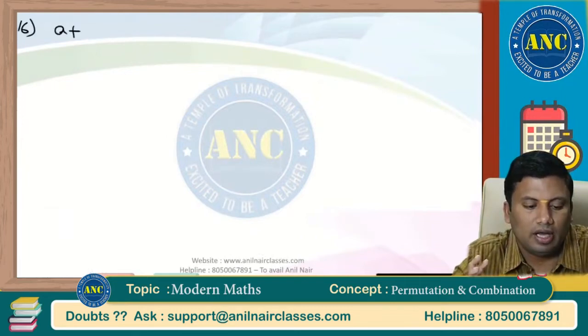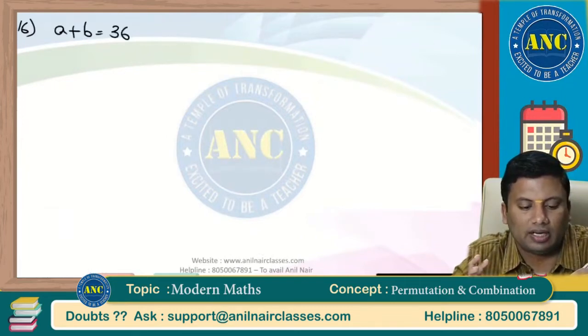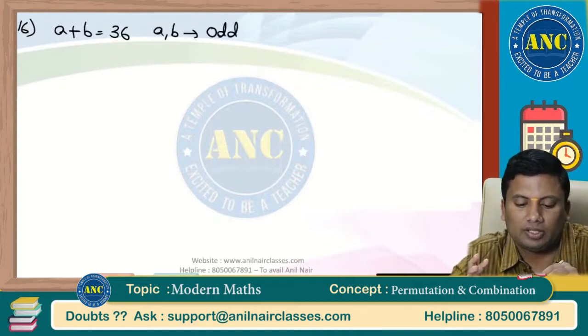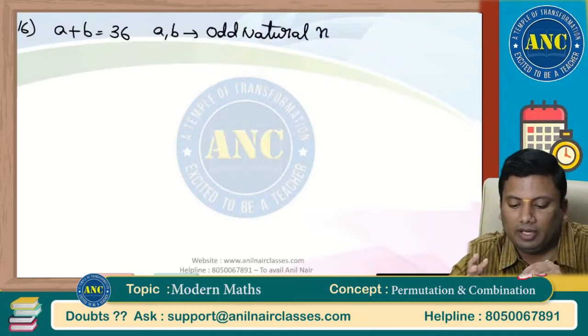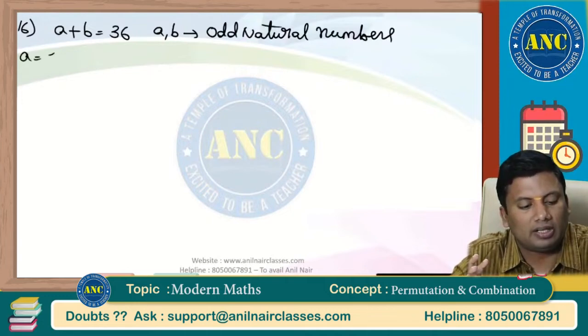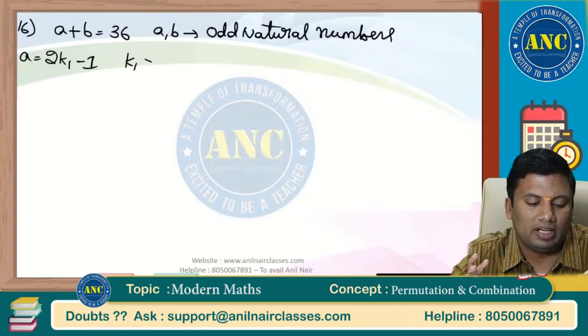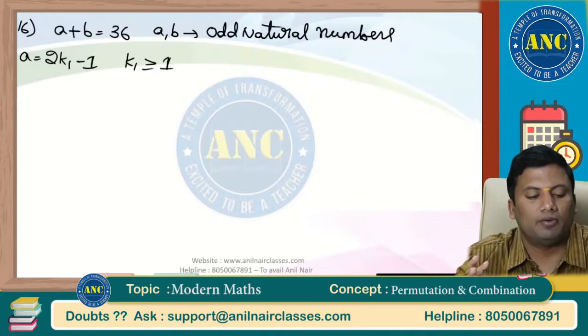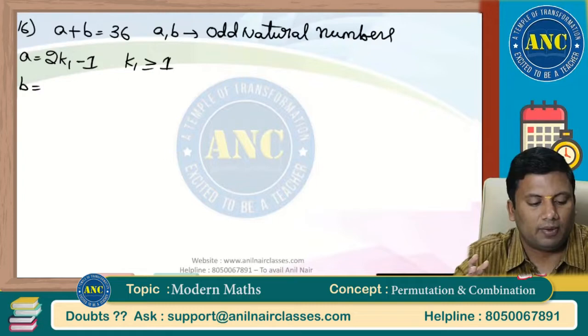16th one. A plus B is equivalent to 36. A and B are odd natural numbers. An odd number can be written as 2k1 minus 1 or 2k1 plus 1, but I want to start with the variable 1. A is 2k1 minus 1.